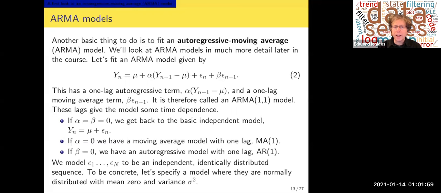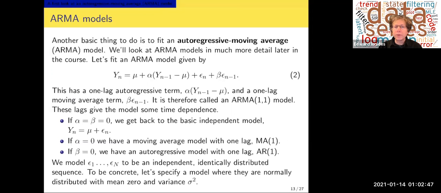Y_n is mu plus alpha times (Y_{n-1} minus mu) plus epsilon_n plus beta epsilon_{n-1}. So the term alpha (Y_{n-1} minus mu) is called a one lag autoregressive term. One lag because it depends on n minus 1. Autoregressive because Y depends on itself at previous lags. And there's also a one lag moving average term, beta epsilon_{n-1}. We always have the noise term epsilon_n, but then we could have any number of larger lags. So it's called an ARMA(1,1) model, AR1, MA1.